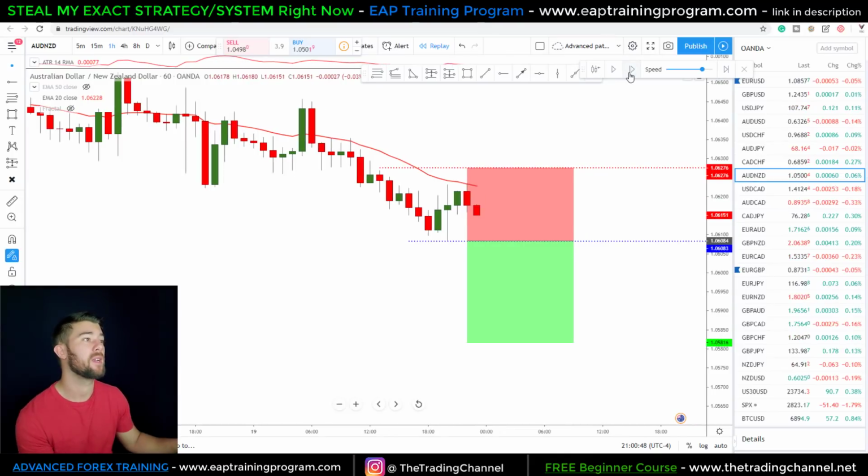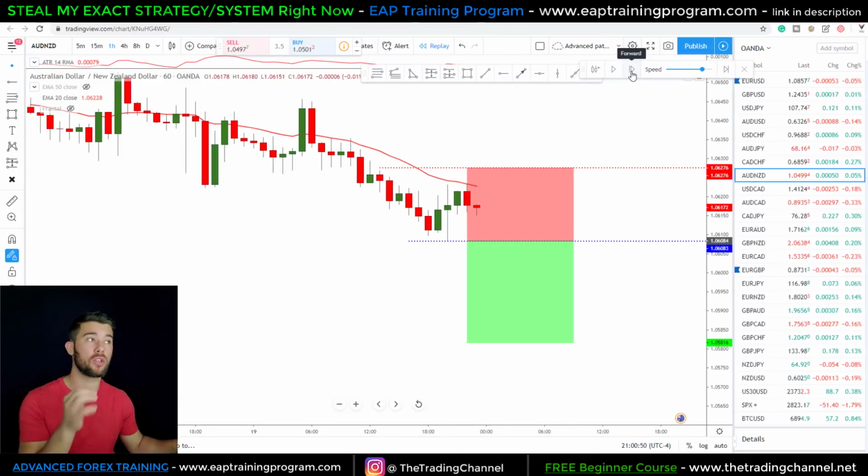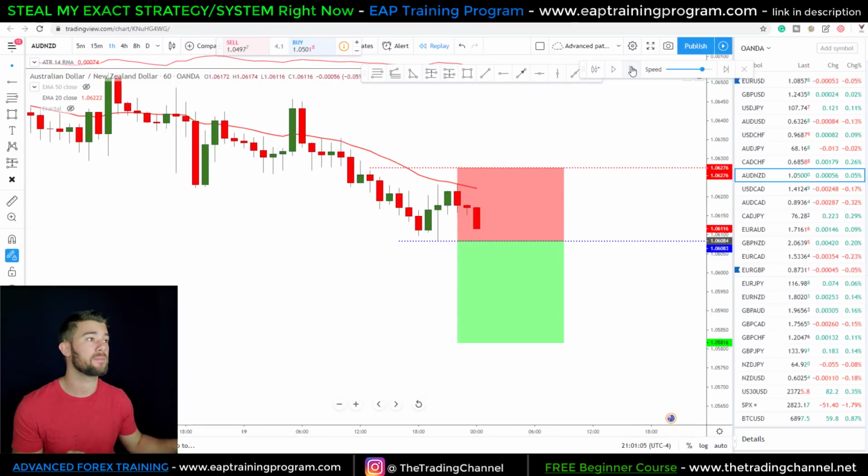If we move forward, remember we don't want a candle to close above the 20 EMA. If it does, it's an invalid trade. If we don't have anything close above the 20 EMA, we're still looking for the breakout of this low. Our order is actually at the low. So if we get a push down to the low, we're entered into the trade. Let's keep going.